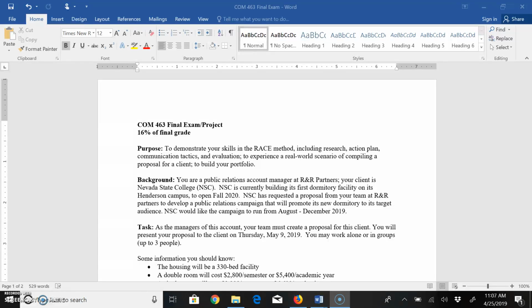This is your final exam, which I have turned into a project because I think it will be more fun and I wanted to give you more time to complete it. I also think it'll be more useful to you because you can hopefully have something to put in your portfolio. So the purpose of this assignment is to demonstrate your skills in the RACE method, including the research, action plan, communication tactics, and evaluation, to experience a real-world scenario of compiling a proposal for a client and to build your own portfolio.